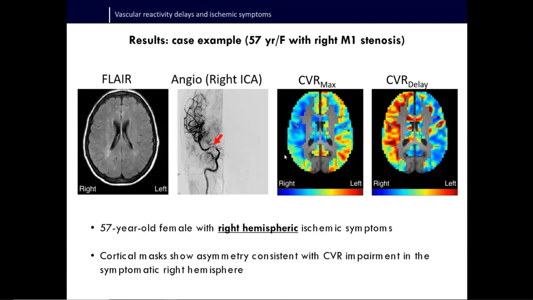This is an example of what that looks like. So patient, 57-year-old female, right M1 stenosis. This is their FLAIR. So they've got some kind of scattered diffuse chronic ischemia here. They've got an M1 stenosis. This is a sort of capillary blush phase after a right ICA injection. And then if you look at the maximum reactivity, you can see it's reduced on that side, and the delay is also increased, like you expect.